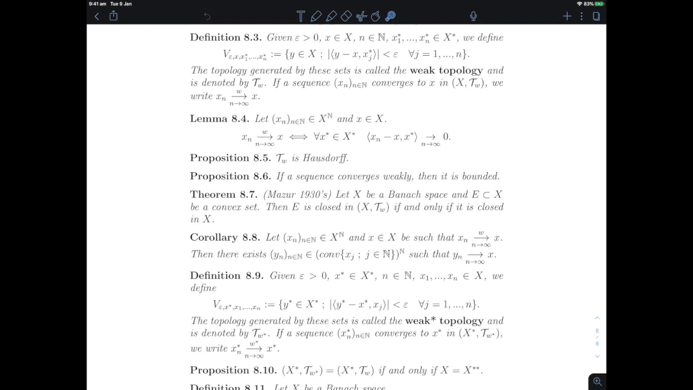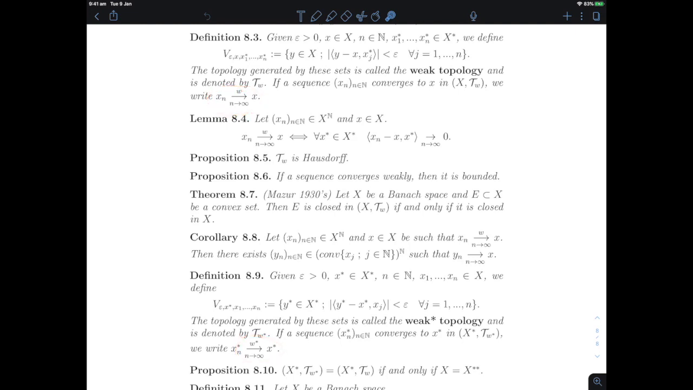But you could also reverse the role of X and X star, and you could say that you're going to be looking at neighborhoods of this form, where around a point x star in X star, you say that an element y star is close to x star by testing on not elements of the bidual, but elements of the space itself, right? Use the pairing between X and X star rather than the pairing between X star and X double star. If you do that, then the corresponding topology is called the weak star topology, and we use similar notation as what we've used for the weak topology when discussing the weak star topology.